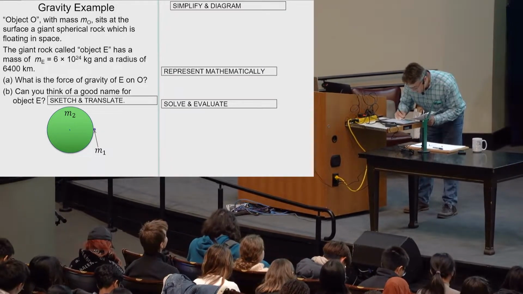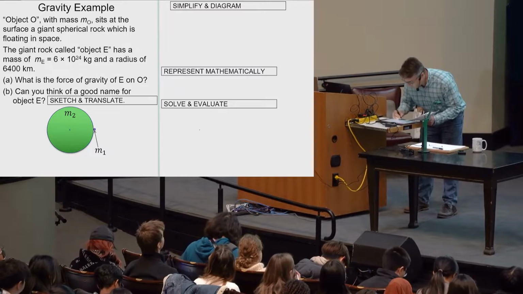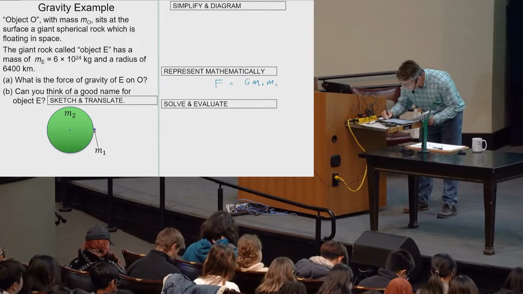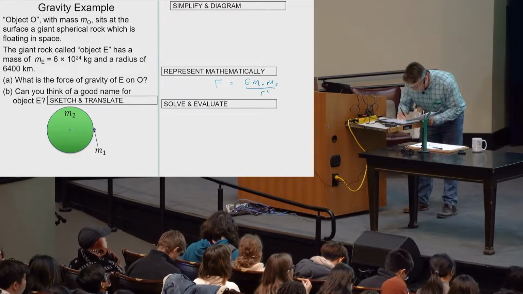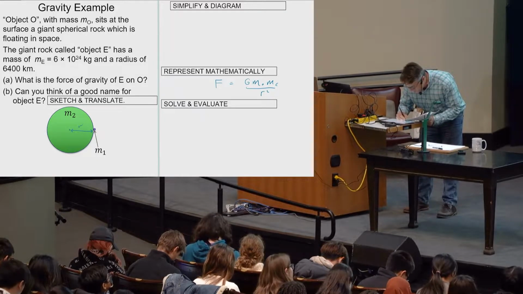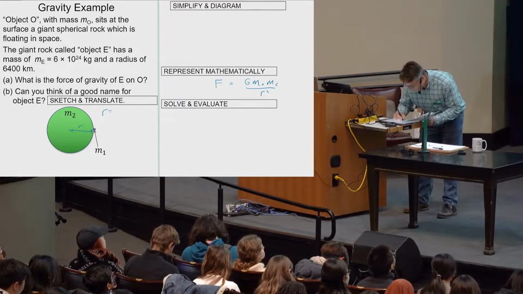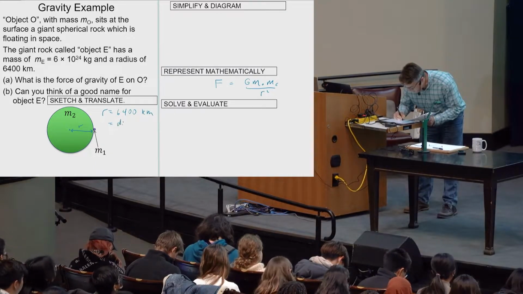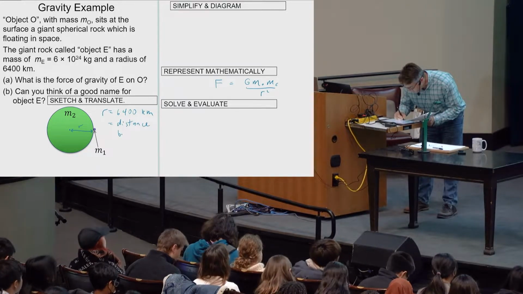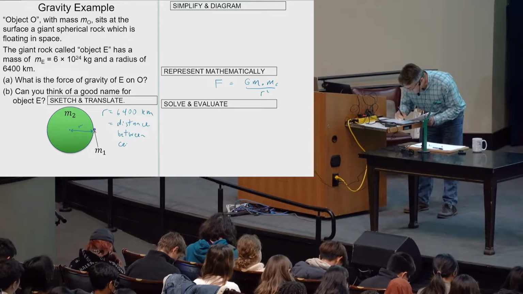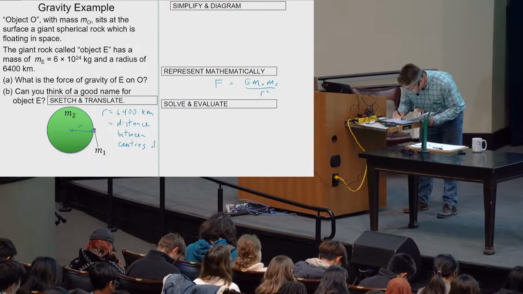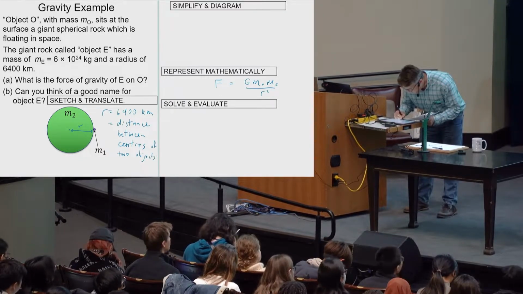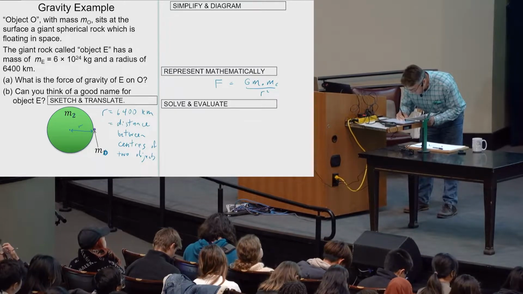So we're going to use the equation F equals capital G times MO times ME, divided by R squared. And R is the distance between the centers of the two objects. So R equals 6,400 kilometers, and that's important, it's the distance between the centers of mass of the two objects. This is MO and this is ME, sorry.